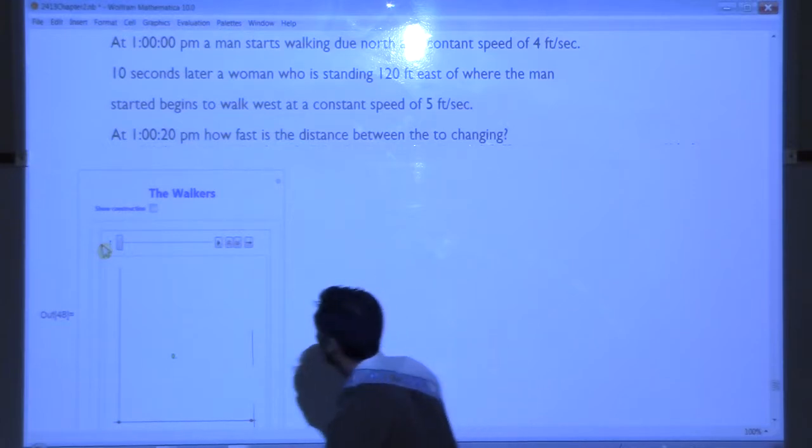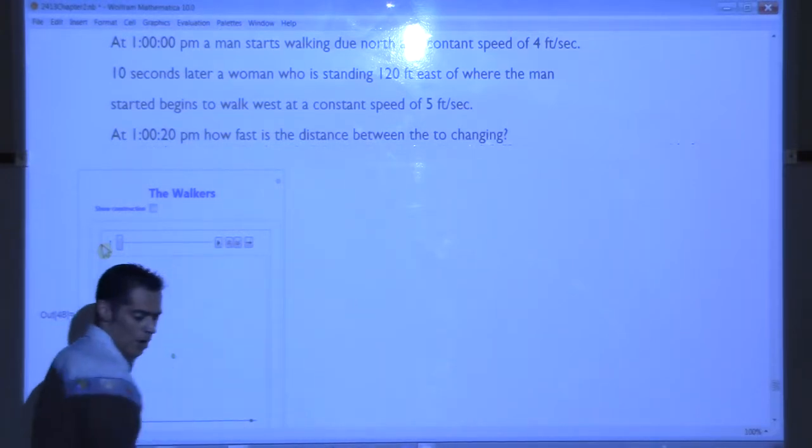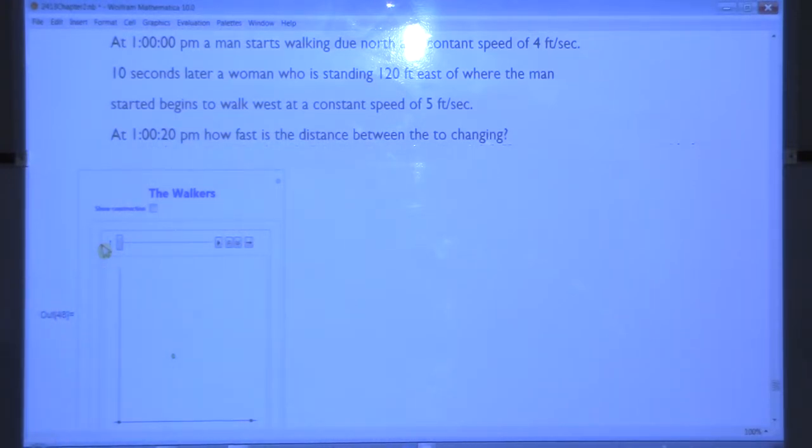All right, this one, like I said, I made the problem up. At 1 o'clock p.m., a man starts walking due north at a constant speed of 4 feet per second. 10 seconds later, a woman who is standing 120 feet east of where the man started begins to walk west at a constant speed of 5 feet per second. At 1:20, that's 20 seconds later, how fast is the distance between the two changing?